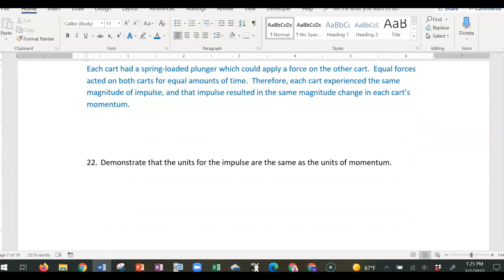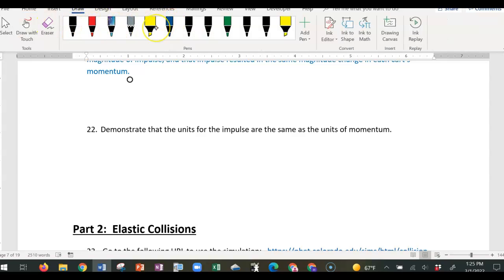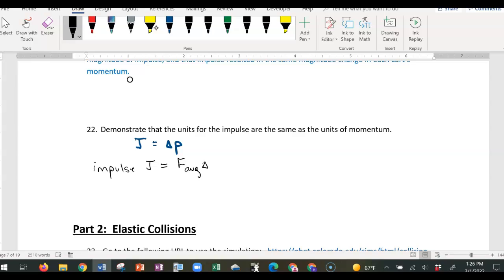Okay. And then in step 22, it says, demonstrate that the units for impulse are the same as the units for momentum. Because we've been saying that the impulse equals the change in momentum. So let's just be clear that they do have the same units. So for impulse, that equals the average force multiplied by the elapsed time that the force is applied.